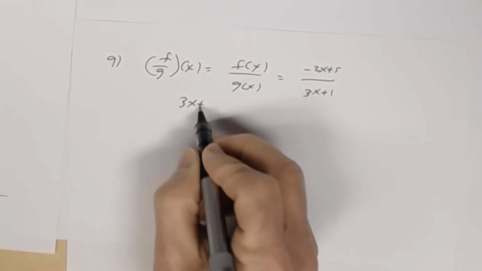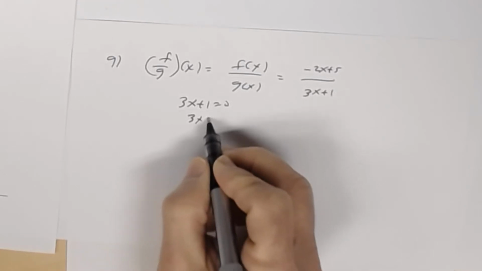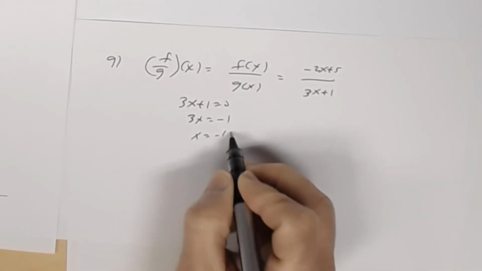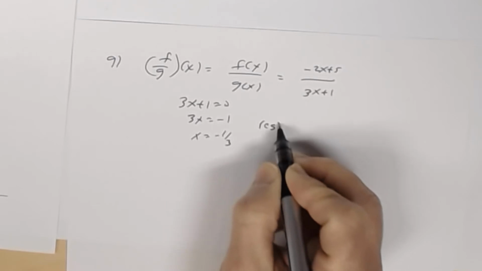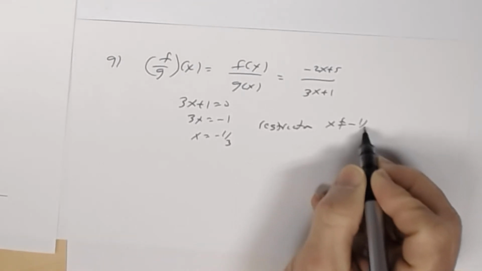So we're going to set this denominator equal to 0. And so when I solve for x, I get 3x equal negative 1, and so x is negative 1/3. So my restriction is that x cannot equal negative 1/3.